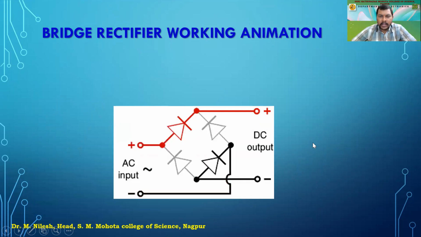Okay, so this is another animation of the full wave bridge rectifier. Here also it is showing you how the polarity varies during the sine wave. So this becomes positive and this becomes negative. Similarly, at the other time, this will become positive and this will become negative. So they are going to switch, but the output will remain positive DC like this.